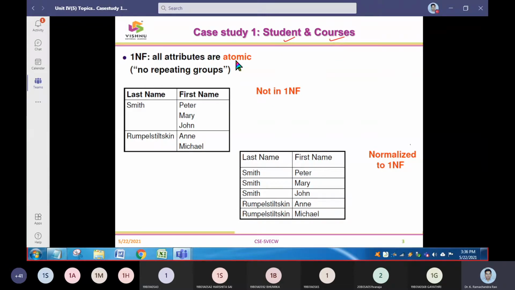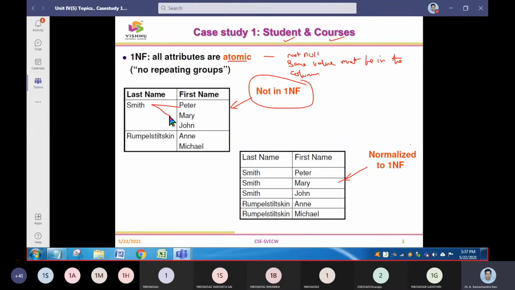The first normal form was telling that all the attributes should be atomic. That means we say not null, some value must be in the column. Some value must be in the column. Then we say it is normalized to first normal form.